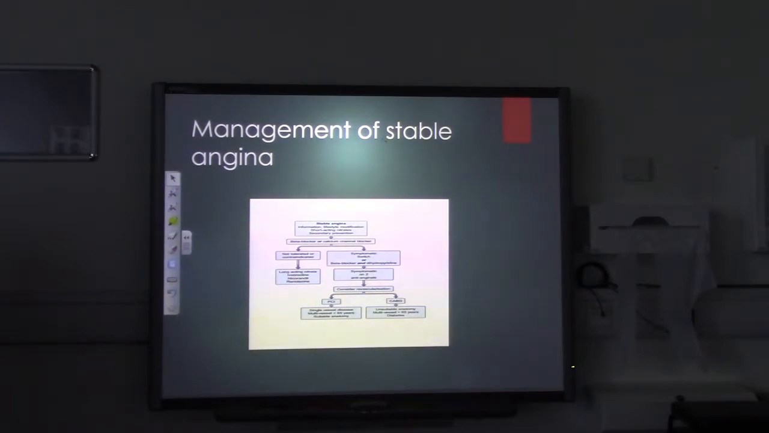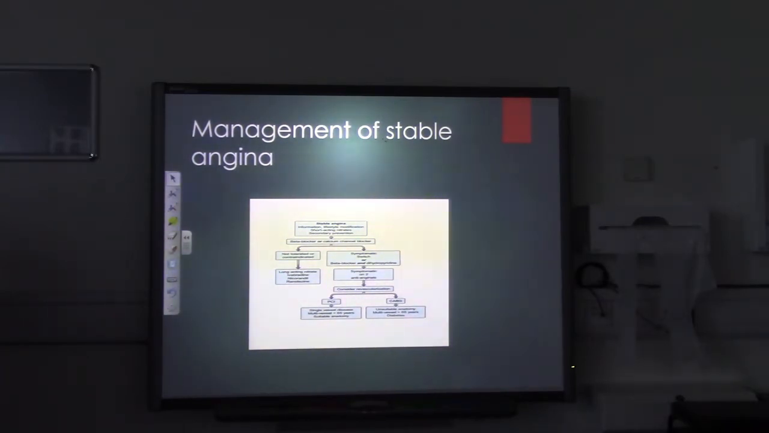If either of those are not tolerated, then the idea would be to switch. So if your patient can't tolerate beta blockers, then you would put them onto a calcium channel blocker, and vice versa. If you put them onto a beta blocker, you should also put them onto dihydropyridine. If they're not tolerated or contraindicated on either of those, then you would look at using a long-acting nitrate.